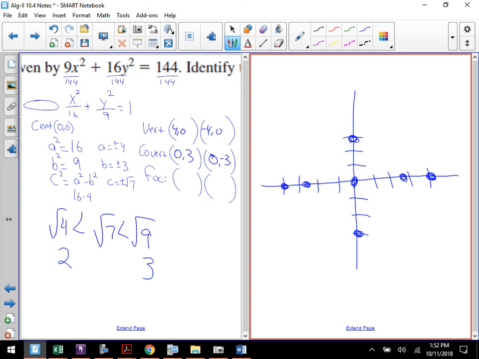So here, even if it says square root of 12, what's the square root of 12? What's it bigger than? And it's smaller than? So somewhere between 3 and 4? See where I'm going with that? We're not looking for exact decimals.